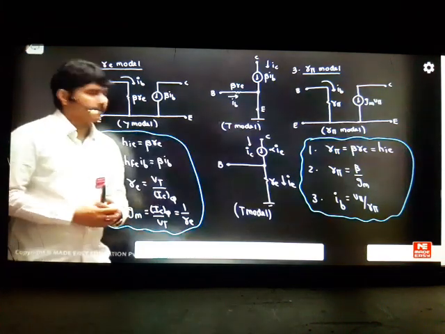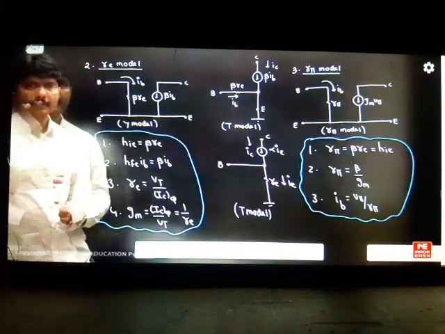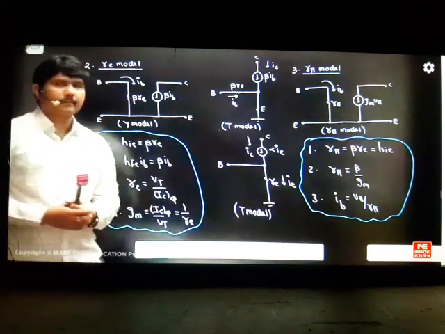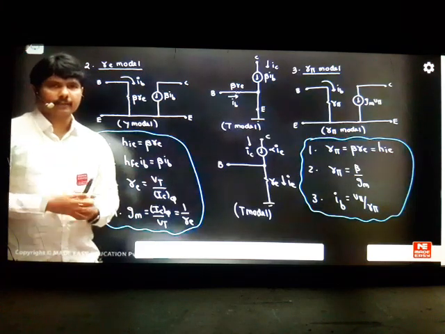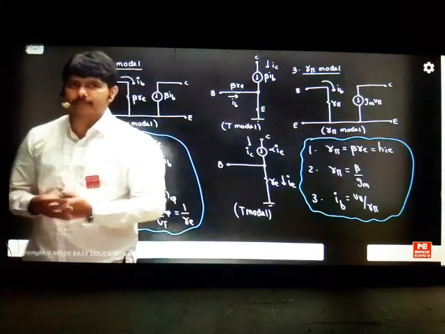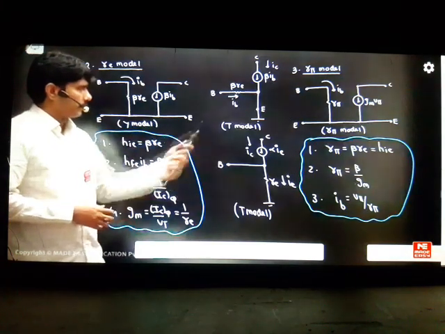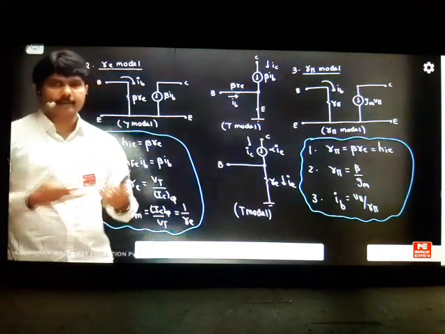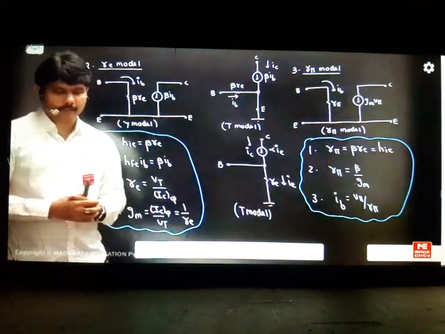And coming to the RPi model, in place of input we are writing RPi. The current source we have represented as GM into VPi. The relations we found: RPi can be called beta RE from RE theory and HIE of your hybrid theory. RPi can also be written as beta by GM. RE we can write as 1 by GM, so beta by GM you can write. And the base current IB is nothing but V pi by R pi. These are the very basic calculations and links we must practice. Nothing more than that we want.